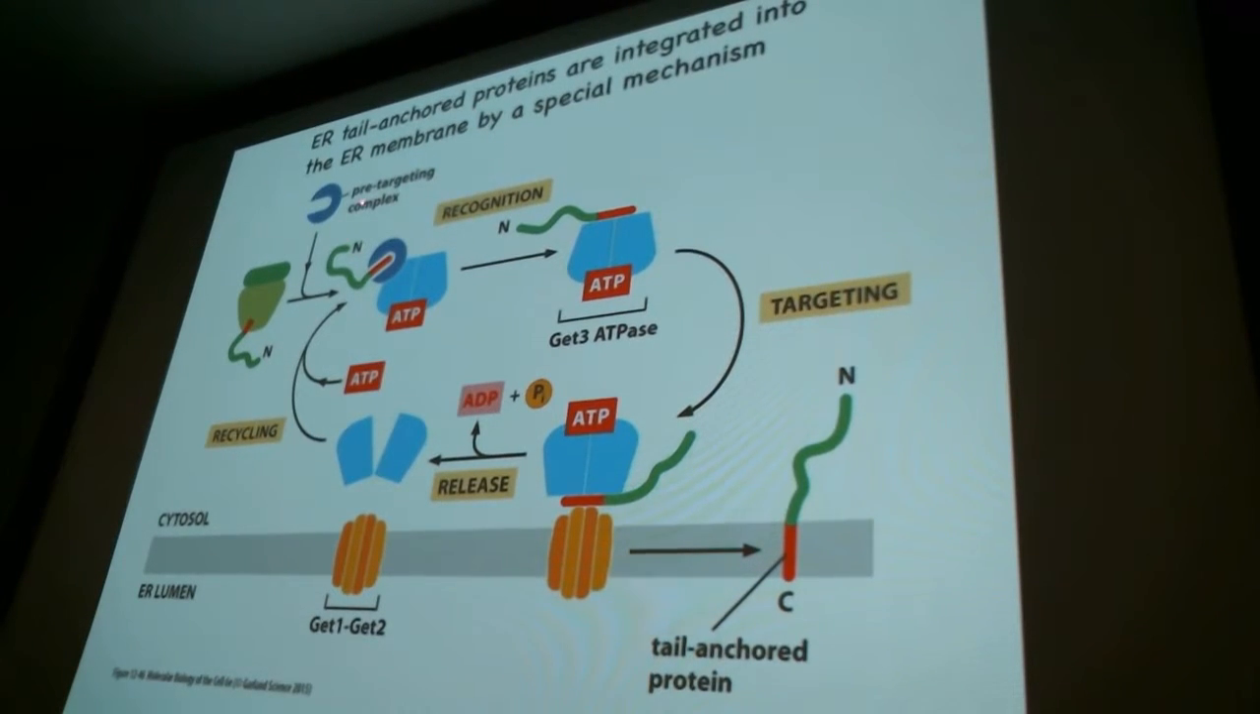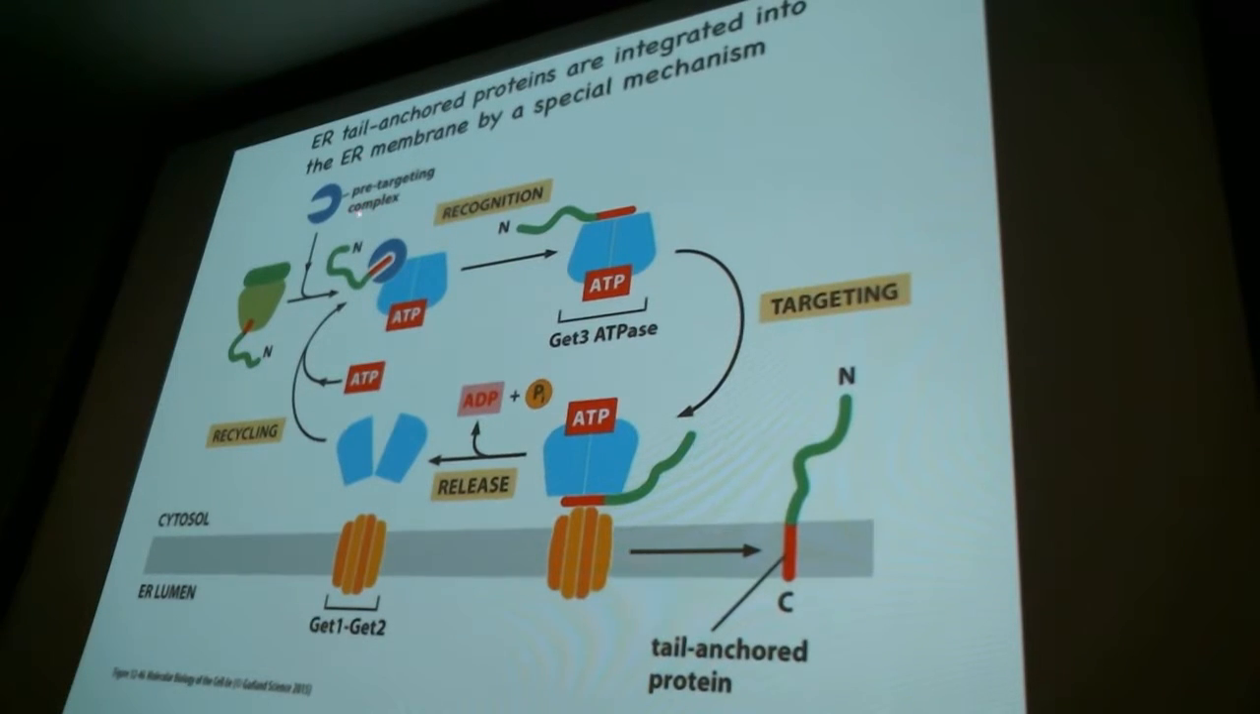So one is the pre-targeting complex. There is a protein in the cytoplasm that first binds to this hydrophobic region at the end of the protein. And then there's a second protein that is also normally in the cytosol, which is called the GET3 ATPase.